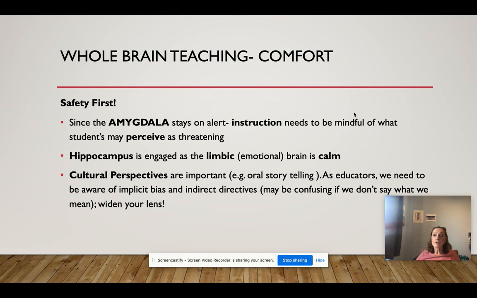So instead of saying, do you want to take your seat? You would say, it's time to sit. We need to be in our seats now. You want to say what's needed and what the rule is. The big piece of cultural perspectives is really widening our lens. What can we do in our rooms, in our settings, even on our buses, to make kids feel more comfortable?